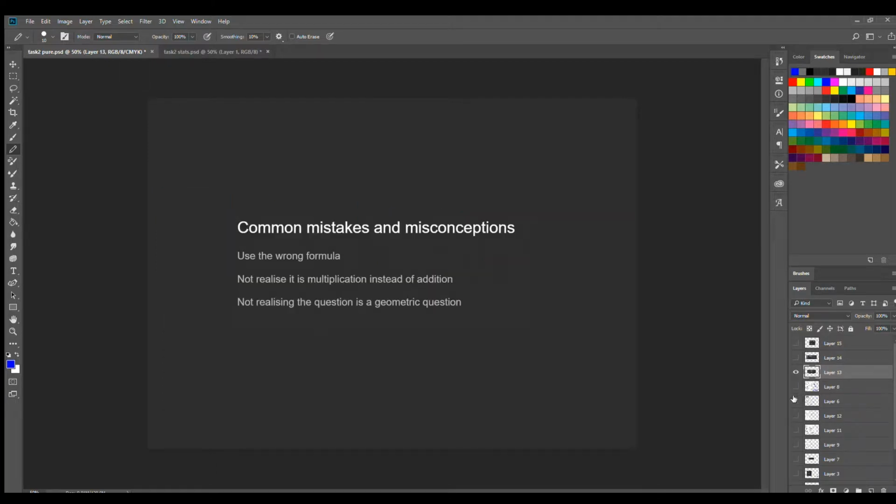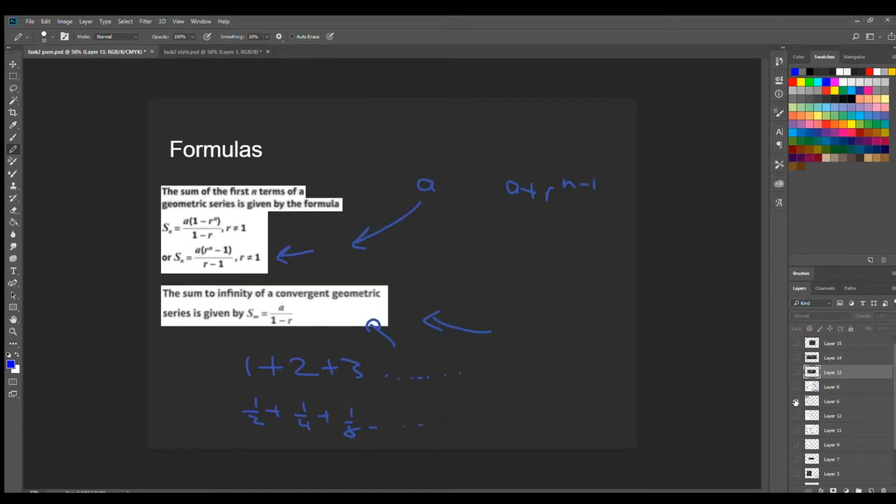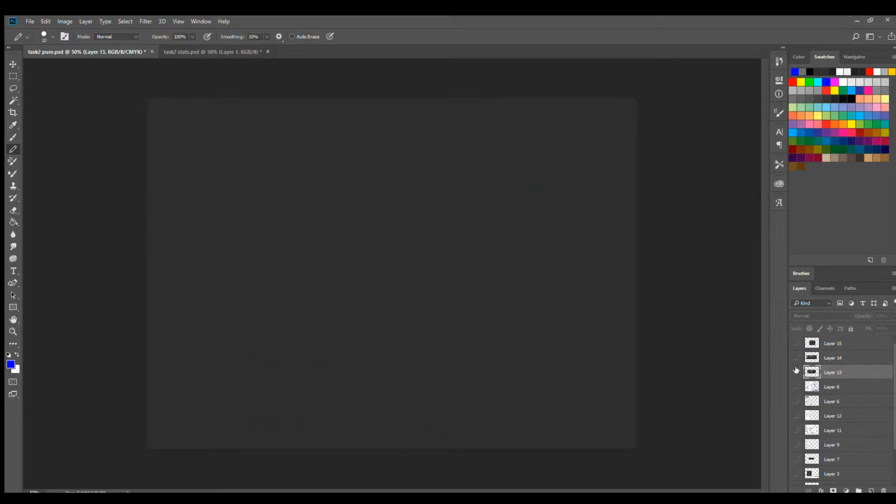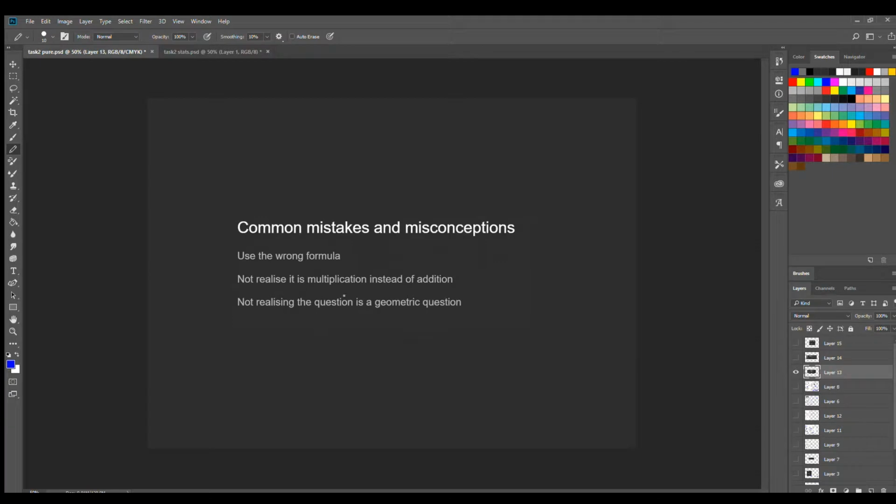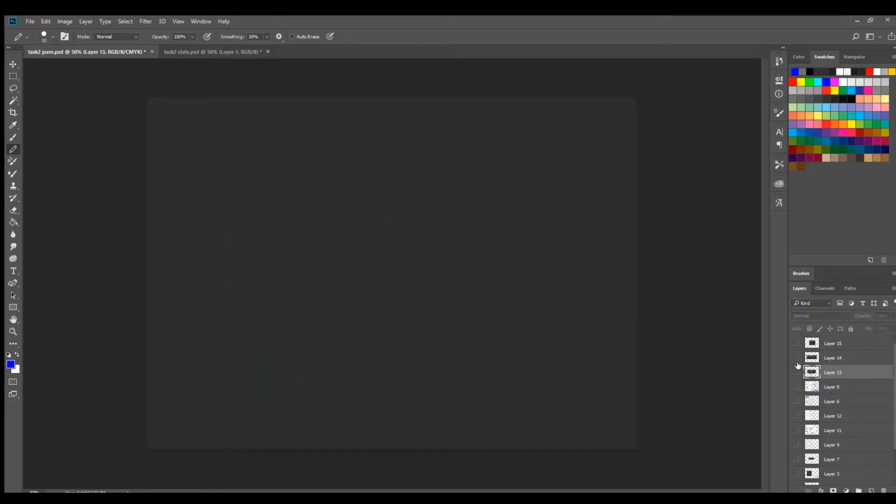A common mistake might be that they use the wrong formula. So for example, they might mix up this equation with this one. They might also not realize it's multiplication instead of addition, and might think it's an arithmetic question instead. They might not realize it's a geometric question as well, because it might be a sum, like sigma, but there's actually a ratio of r that they might not realize.